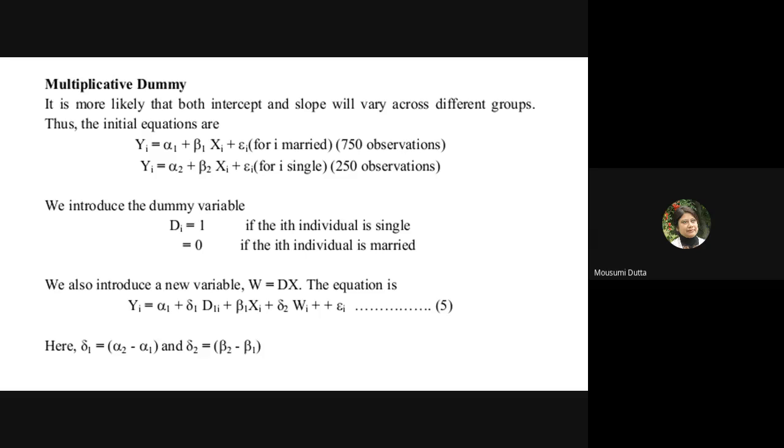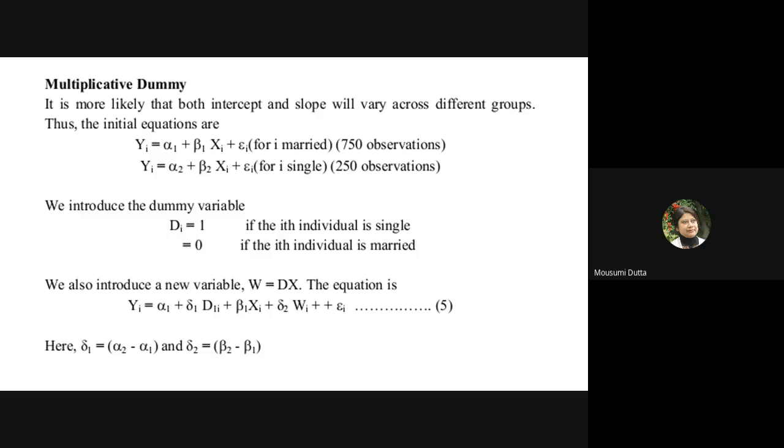To introduce the dummy variable, we will consider di to be equal to 1 if the ith individual is single, 0 otherwise, if the individual is married. We also introduce a new variable, say w equal to di times x. The equation in that case is rewritten as yi equals alpha 1 plus delta 1 d1i, where delta 1 is equal to alpha 2 minus alpha 1, plus beta 1 xi plus delta 2 wi, where delta 2 is beta 2 minus beta 1.